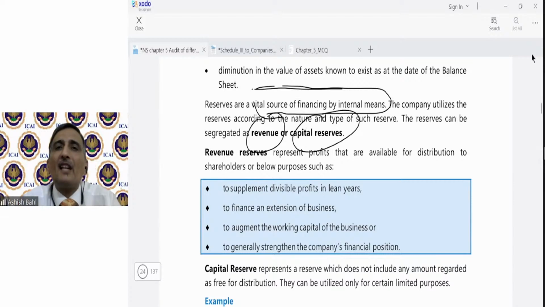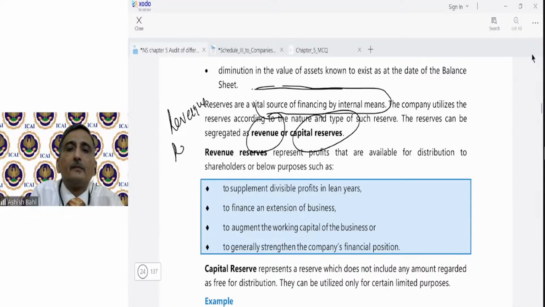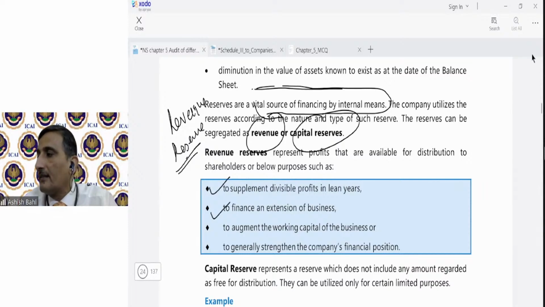The profit which accumulates in balance sheets over a period of years is an example of revenue reserve. Revenue reserve is used to supplement divisible profits in years to finance an extension of business, to augment the working capital.